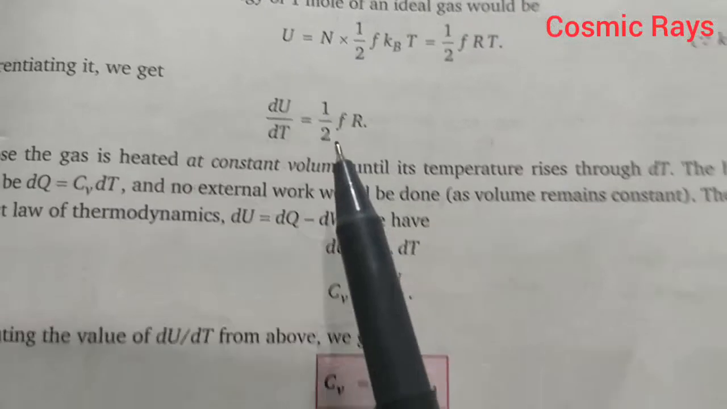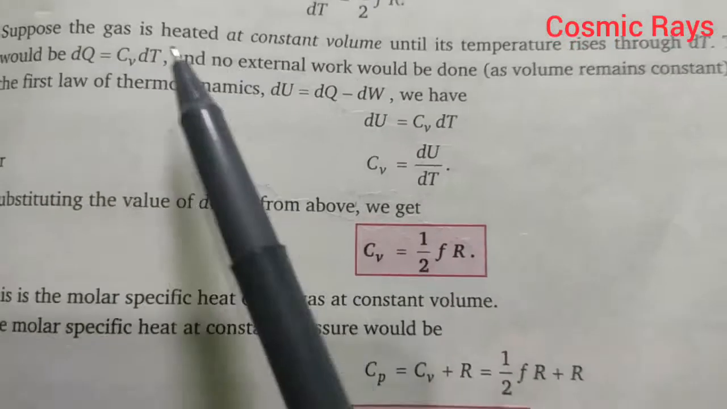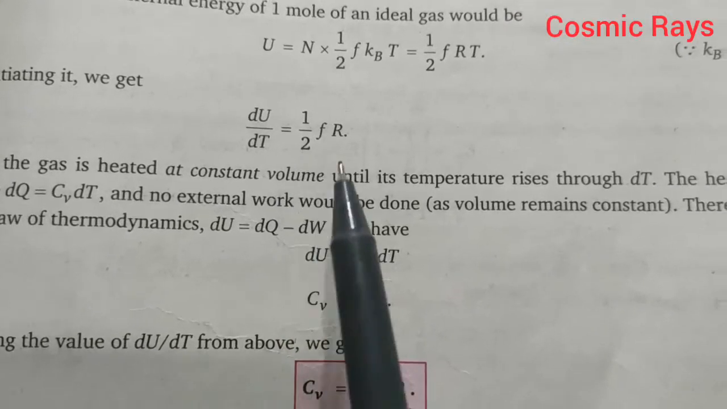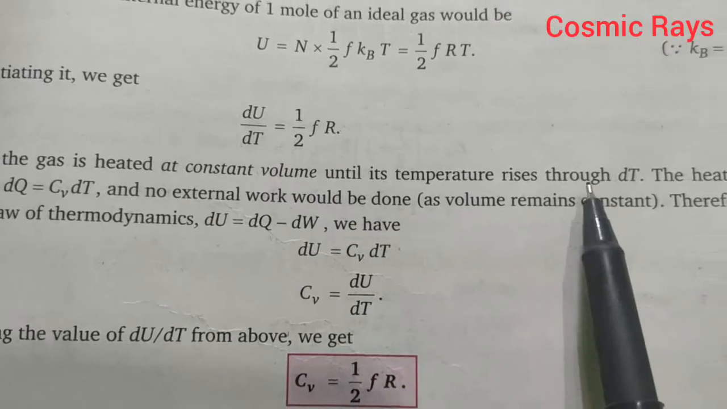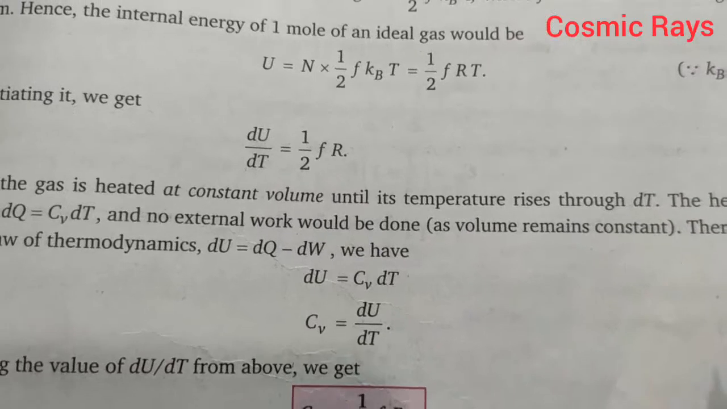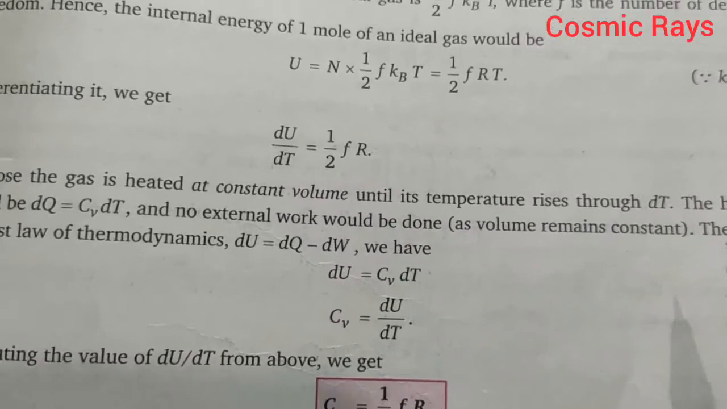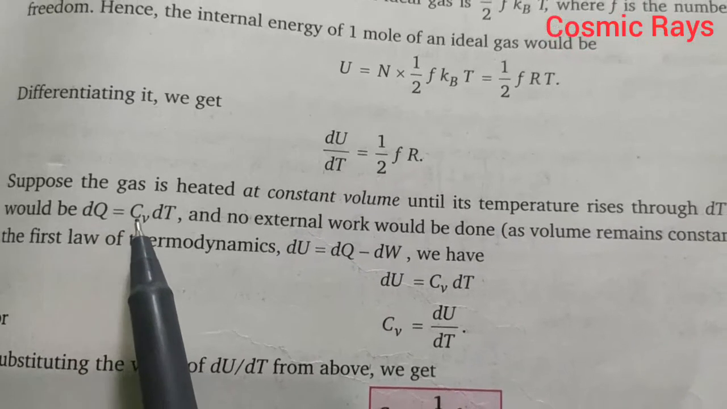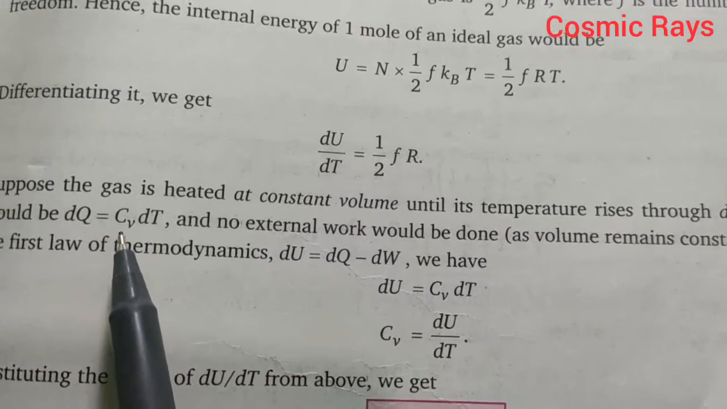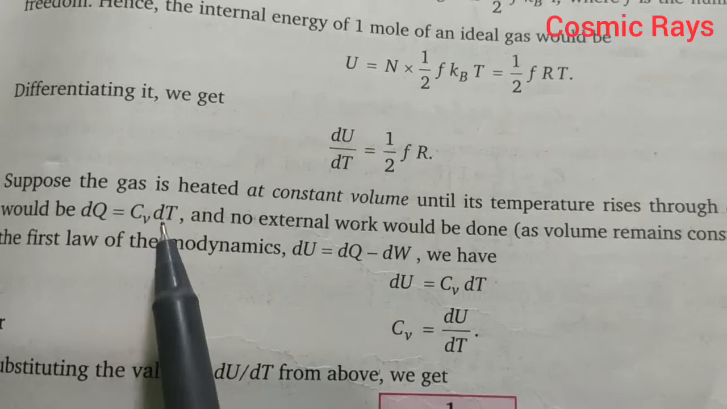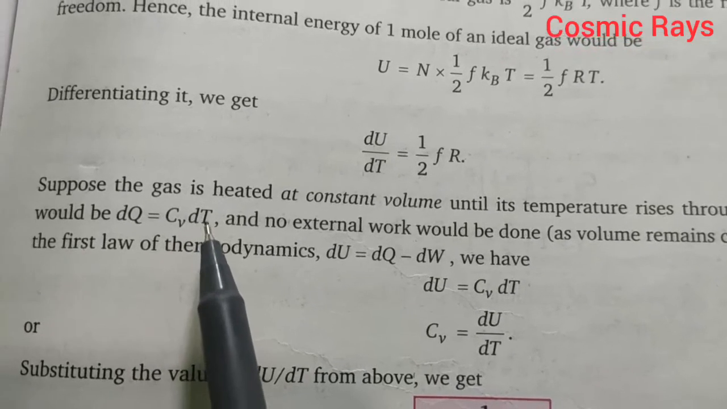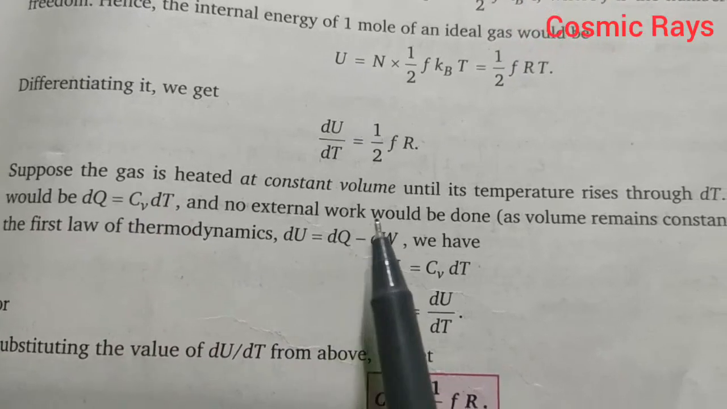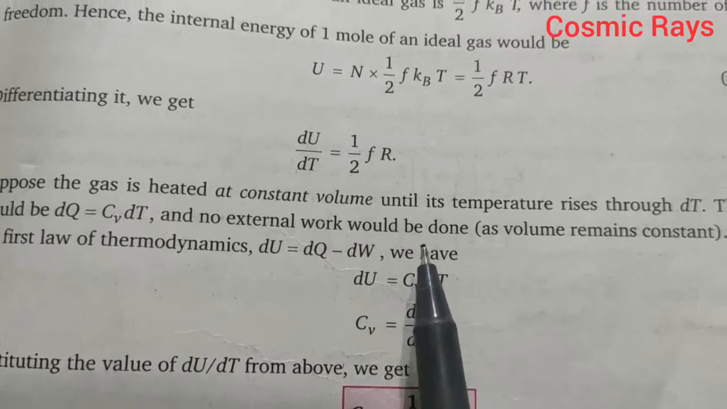Now what we do is we assume that the gas is heated at a constant volume and the temperature rises by dT. There is a slight increase in the temperature. So the heat given dQ will be equal to the molar specific heat at constant volume multiplied by the increase in temperature. And since the volume is constant, that means no external work would be done.